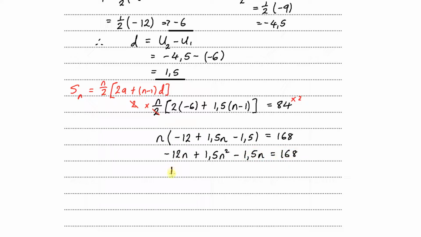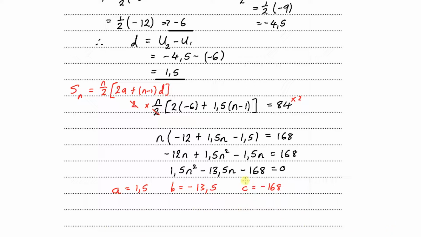So that means we have 1.5n squared, and minus 12n minus 1.5n, that's minus 13.5n. And taking 168 to this side becomes minus 168 is equal to 0. So I now have a quadratic equation which can be solved by the quadratic formula or otherwise. If I am going to use the quadratic formula, then a will be 1.5, b will be minus 13.5, and c will be minus 168.